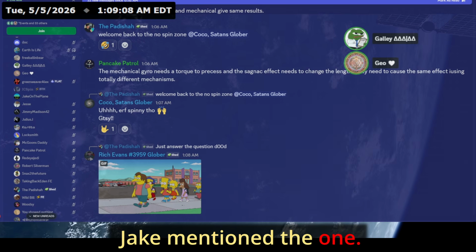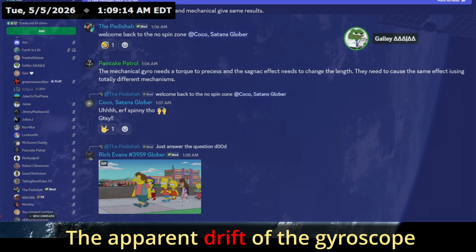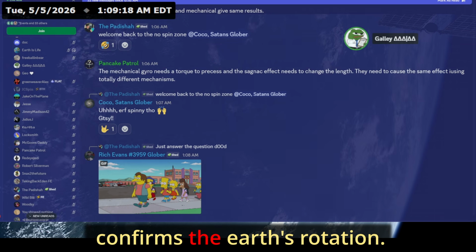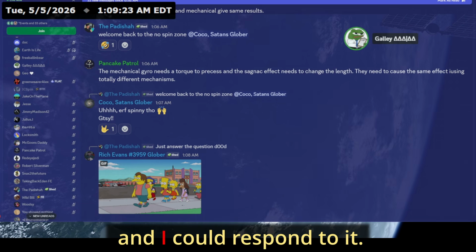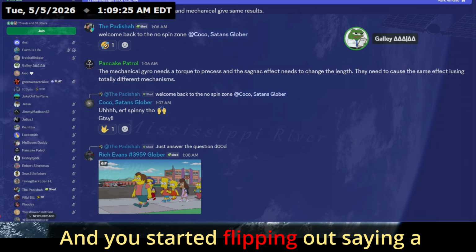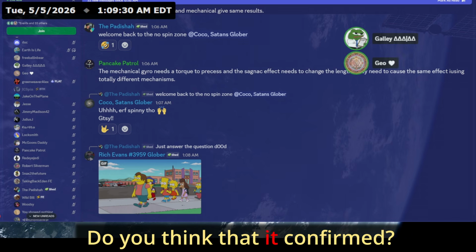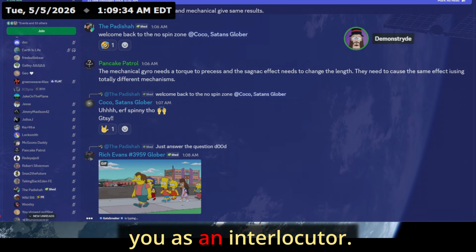Yeah, Jake mentioned the one gyroscope. It assumes the Earth is rotating beneath it. The apparent drift of the gyroscope relative to the local ground confirms the Earth rotation. And I asked you if that was your claim, and I could respond to it. Then you started flipping out, saying a physical gyroscope and saying all this other stuff. Do you think that it confirms? I respectfully declined to have you as an interlocutor.